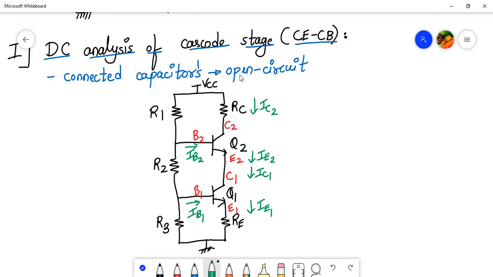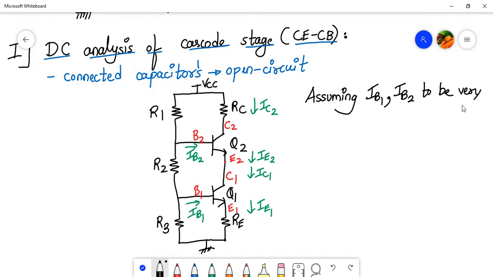Now for the DC analysis, we will make one assumption. So what is that assumption which we will make? The assumption is as follows. We are assuming the base currents IB1, IB2 to be very, very small. Their values are very small, so that will be in microamperes.